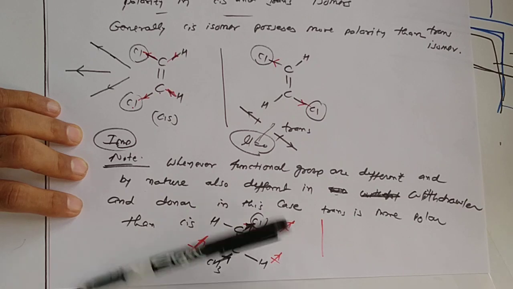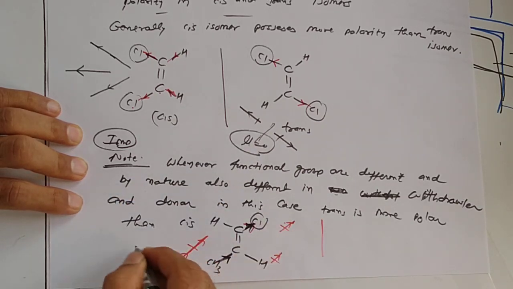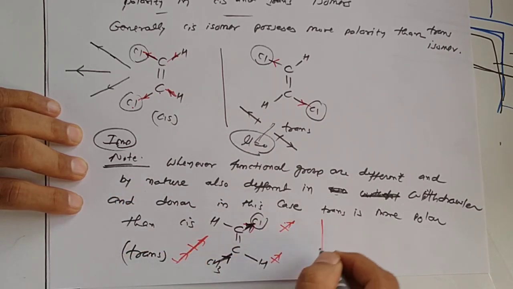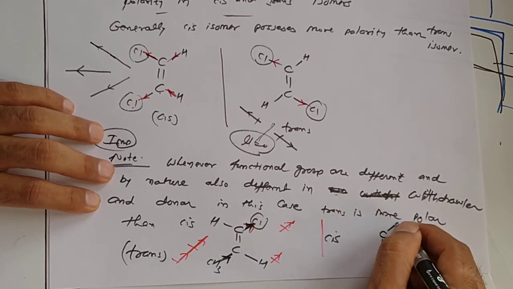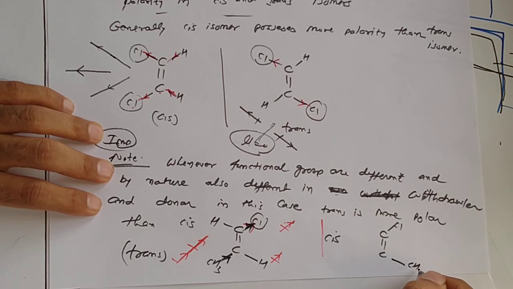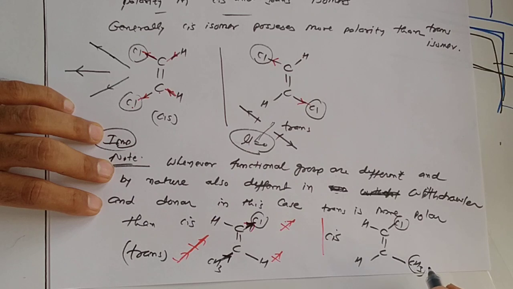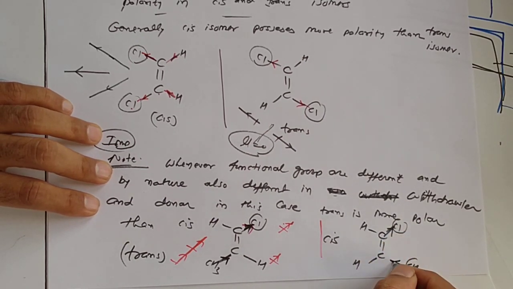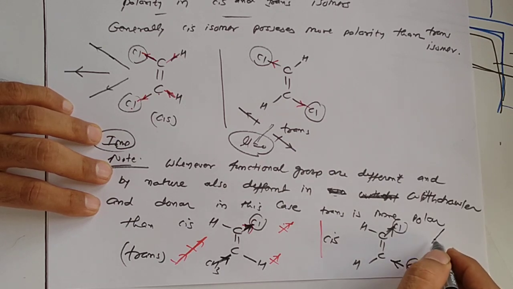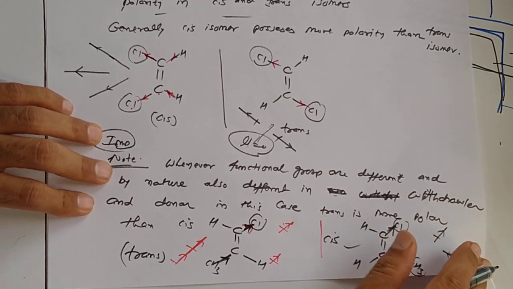But in the case of this, it is trans. Now what about cis? Cl, here CH3 and H, H. Both groups on the same side, so cis. Here polarity toward chlorine, polarity toward carbon. So both vectors are opposite to each other. So this one is less polar.